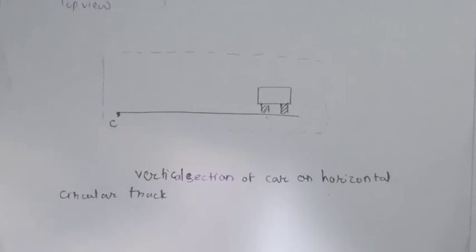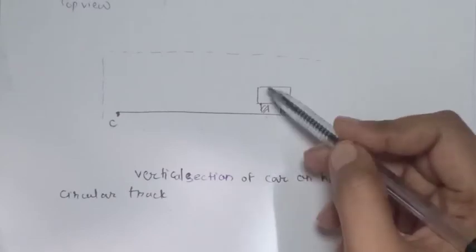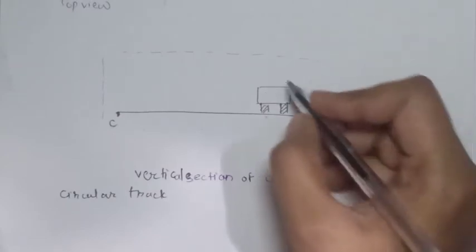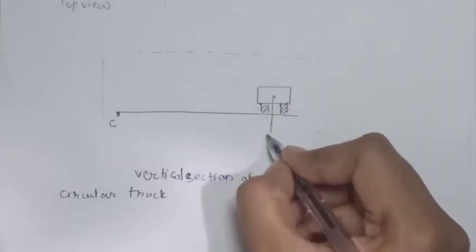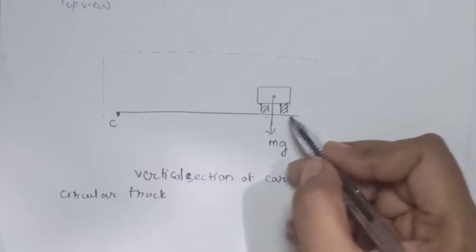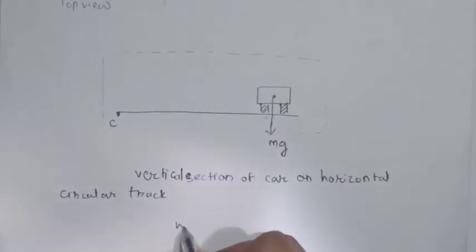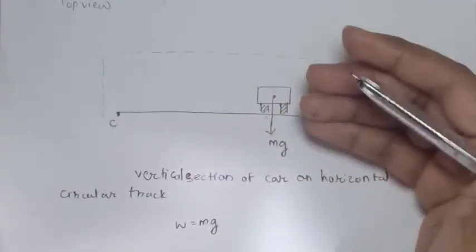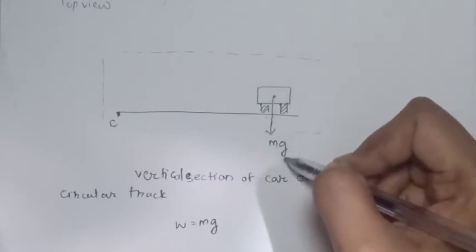The vertical forces acting on the body will be as follows. Due to gravity, the weight mg of the car is acting vertically downward. So it will be from the center of this point, vertically downward and through the center of gravity. So here W will be given by mg. This gravitational force is acting on the body, that's why we get the weight mg.